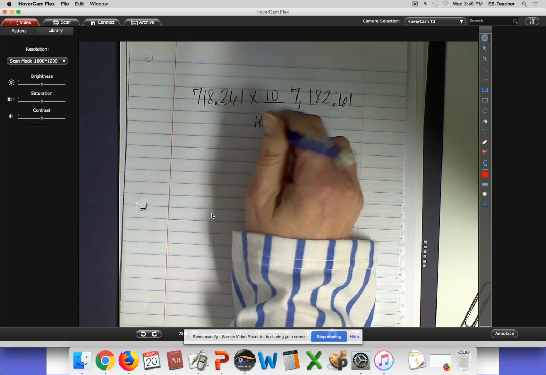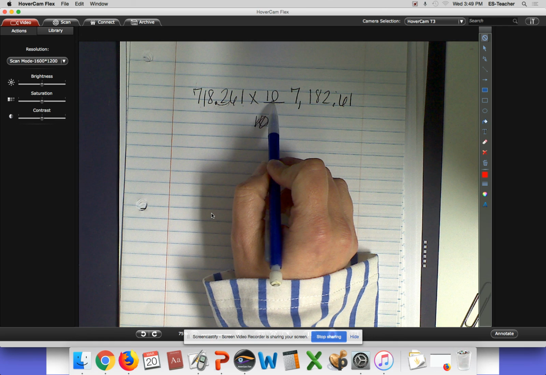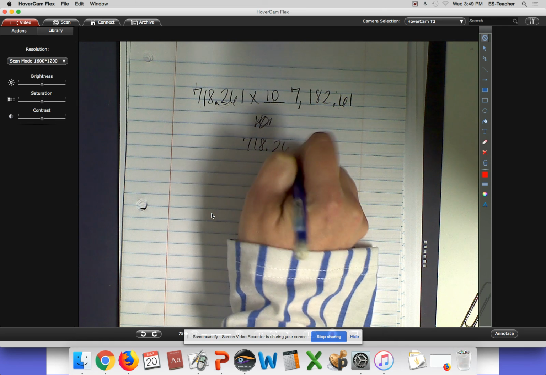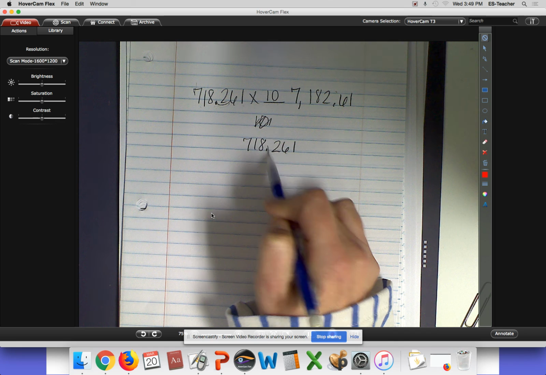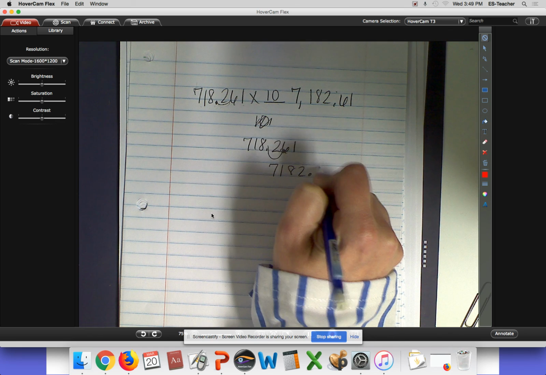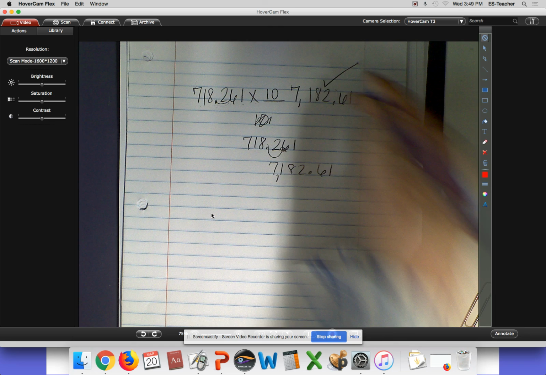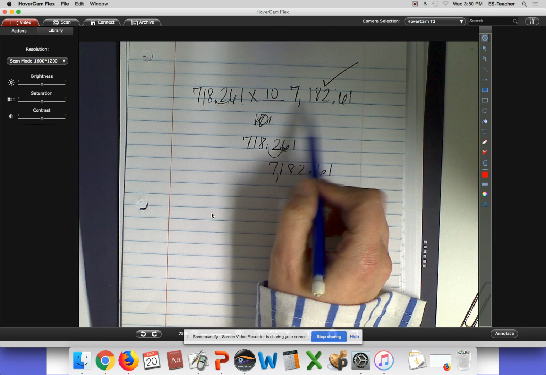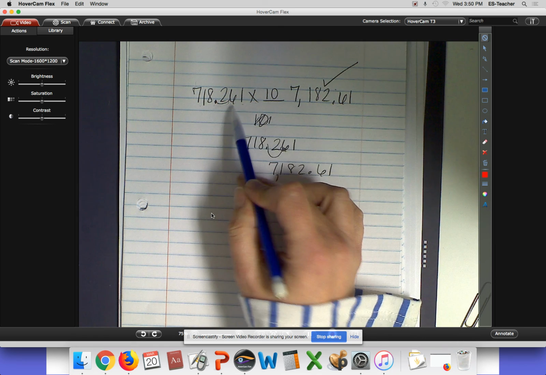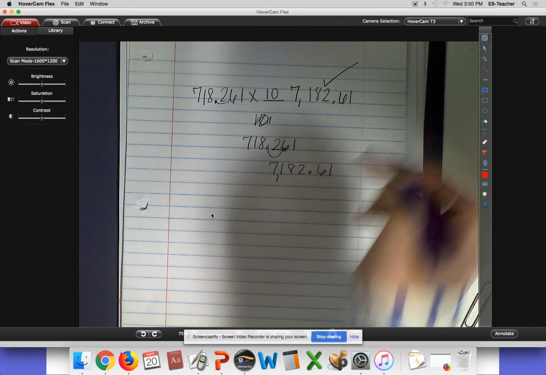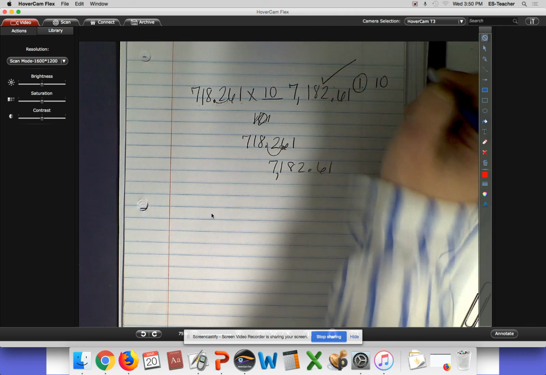Well, let's check it. If I times 718.261 by 10 and go over one place, the answer is 7182.61, which is correct. So that's what you're looking for: where did the decimal change? It changed by going to the right. So number 1, the answer is 10.